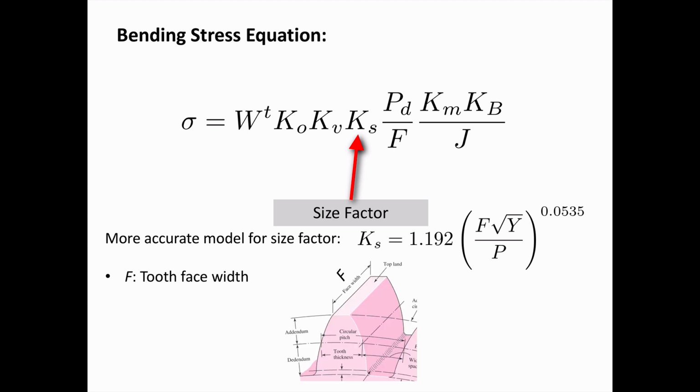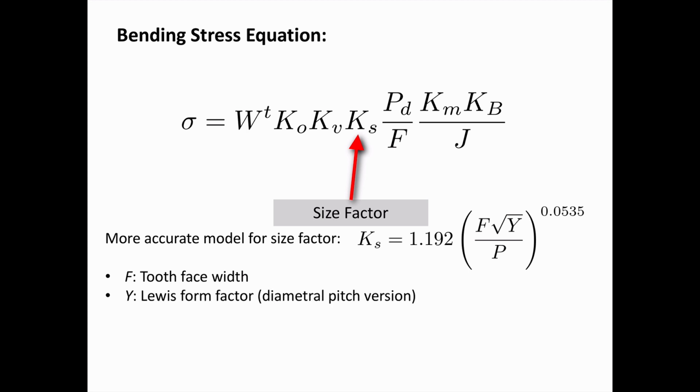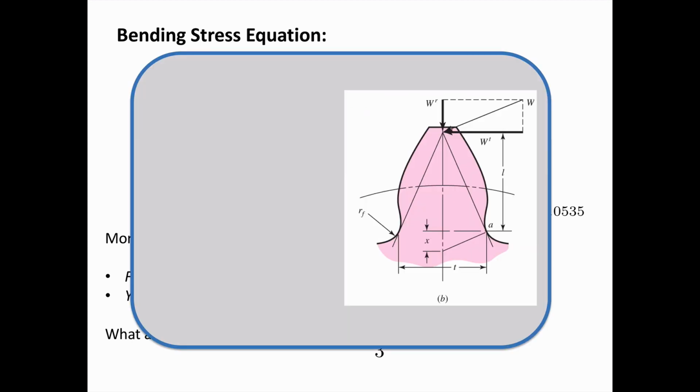Recall what the tooth face width is, where Y is the Lewis form factor. So the Lewis bending equations, these are some of the historical equations the textbook goes through, and that's where this Lewis form factor is defined. It basically accounts for the geometry of the tooth. So Y is equal to 2xP divided by 3. So what are x and P?